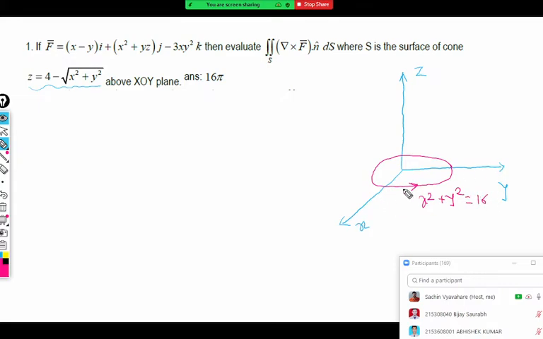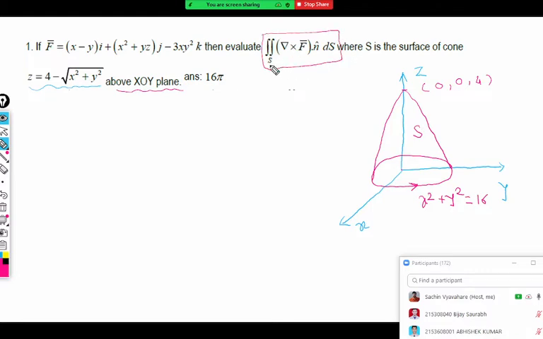Now, if we put both x and y as 0 in this equation, we get z equal to 4. So suppose this point is 0, 0, 4. So the cone is above the xy plane. XOY plane means x, O is origin, and y. So the cone is like this. I'm not good at drawing, but roughly you will get the idea. This is the cone that you have. So here is the curved surface S of the cone, and we have to evaluate this integral on the curved surface of that cone.